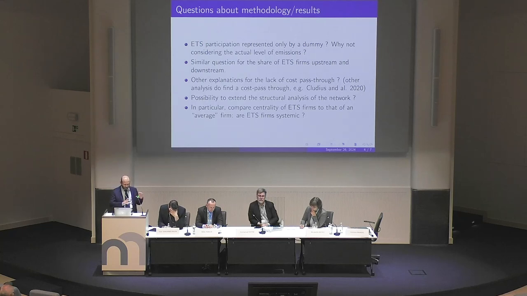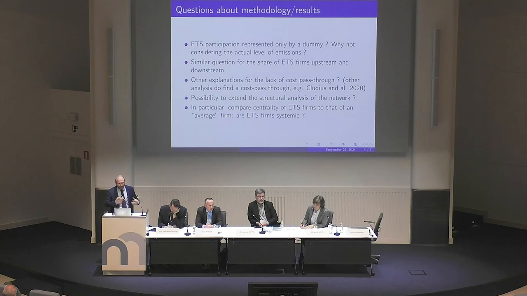For example, if I understand correctly, you use participation versus non-participation as a characteristic of the presence of the firm in the ETS. You don't really look at the amount of emissions, which might still have a quantitative effect. If you include it, you might see a more direct impact of the participation in the ETS, right?